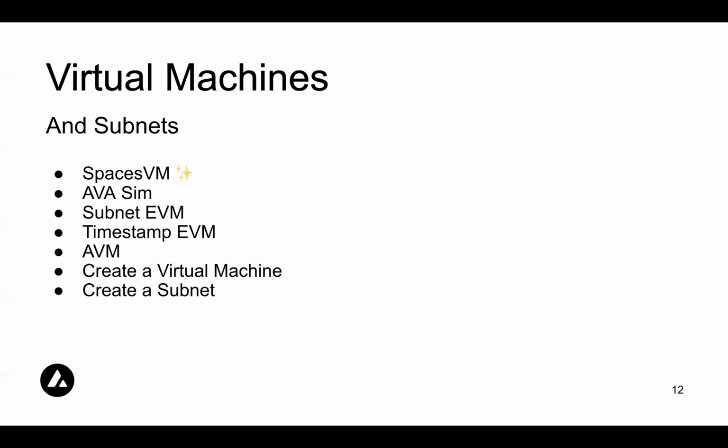We have the timestamp VM. So this defines a blockchain that is a timestamp server. And each block in the blockchain contains the timestamp when it was created, along with a 32-byte piece of data, which we call the payload. And each block's timestamp is after its parent's timestamp. So this is like a proof of existence service.